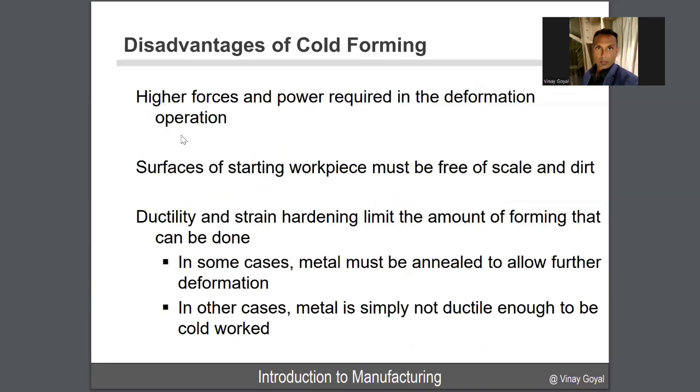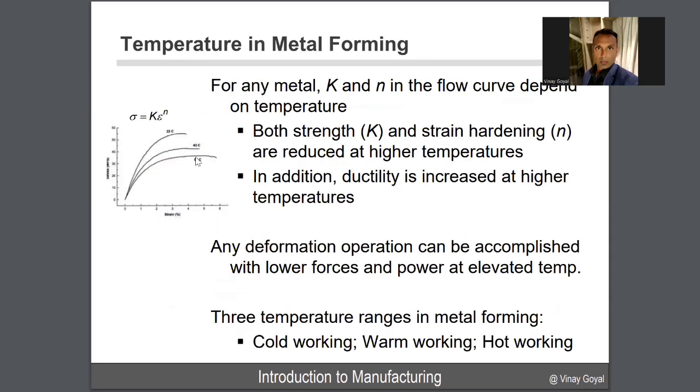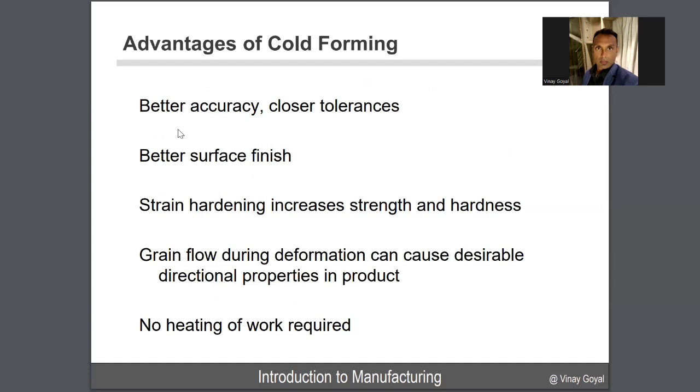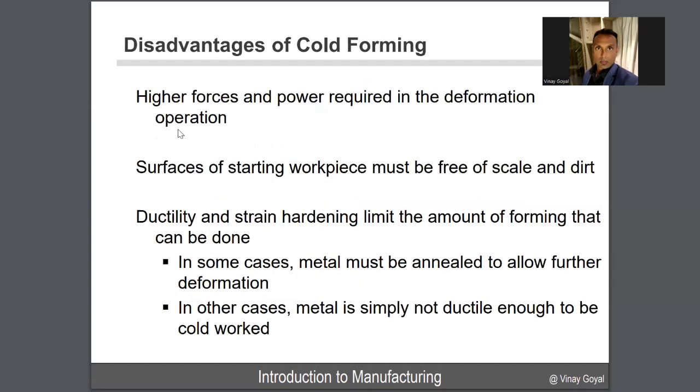Higher forces will be required, more power is required to achieve the deformation required, and the surfaces of the starting workpiece must be free of scale and dirt. Otherwise, there'll be some issues with the part. Ductility and strain hardening limit the amount of forming that can be done. Because I have not really increased the ductility, I need to be careful that when I'm applying the loads to manufacture the part, I'm not going to fail it by brittle behavior. In addition, there are cases where the metal must be annealed to allow further deformation. So that means I'm going to have to heat it up to some level to allow more deformation to occur.